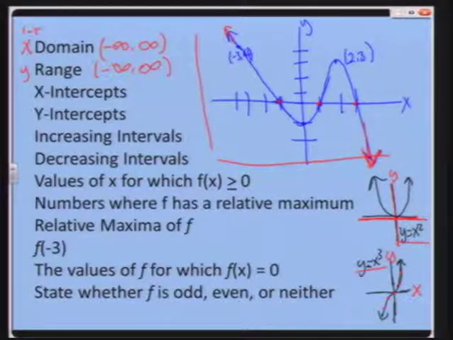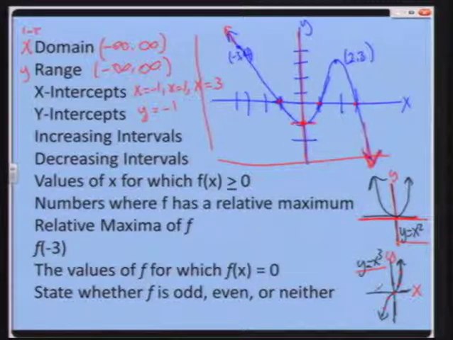And it crosses at 1 to the left, 1 to the right, and 3 to the right. So that's where x equals -1, x equals 1, and x equals 3. The y-intercept, where do we cross the y-axis? Right here, 1 below, so y equals -1.